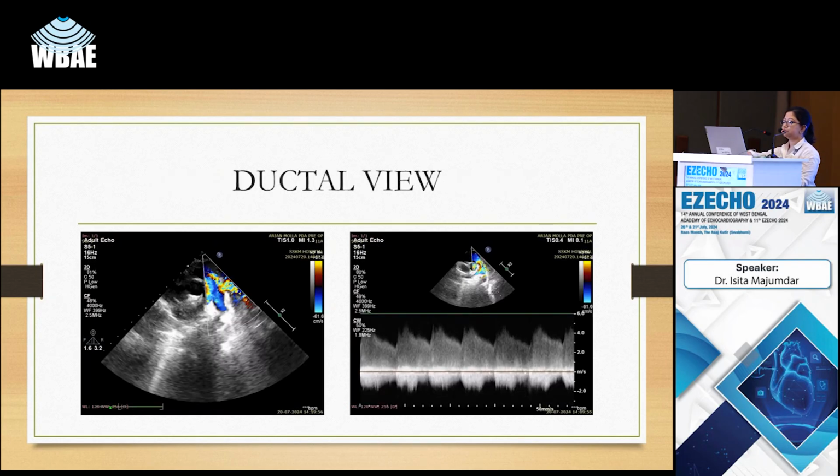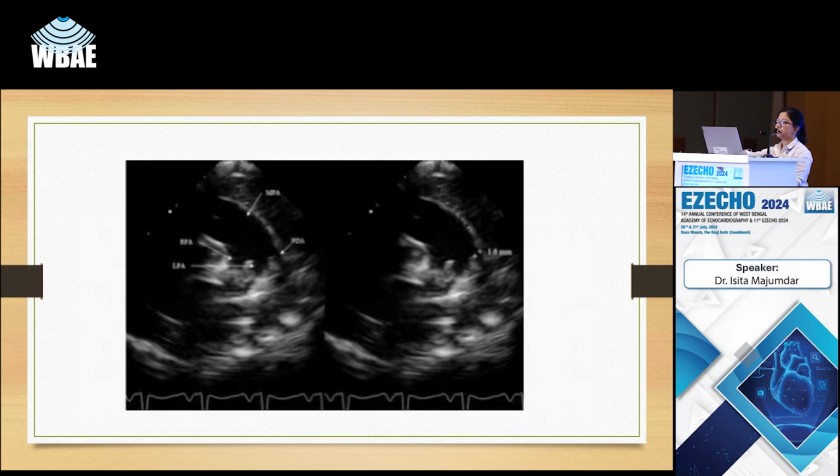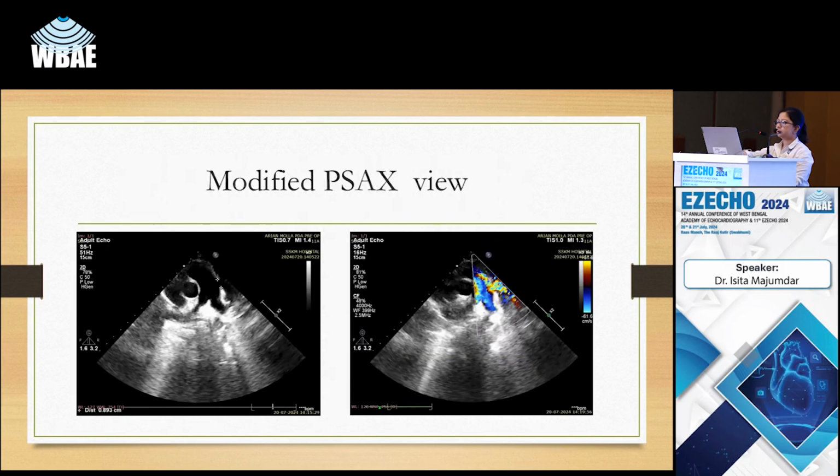Now from the ductal view, where we see the PDA, a continuous flow pattern can be delineated. The continuous flow pattern also helps to assess the pulmonary pressures. If the diastolic component of the continuous flow is high, then the PA pressures are low. These two things help us in assessing. From this we get to measure, and from the modified PSAX view we also get to view the PDA and measure it.